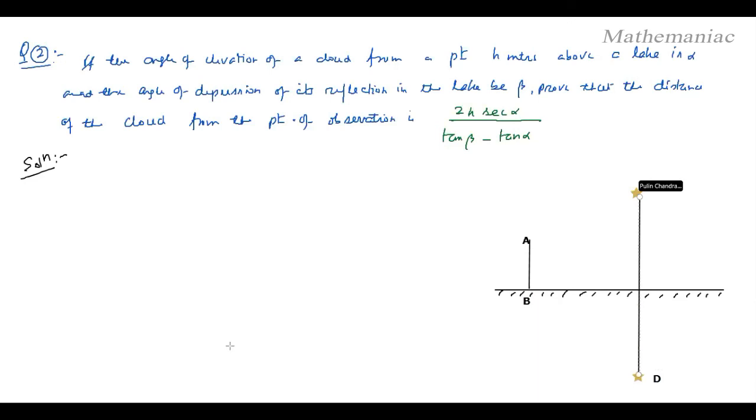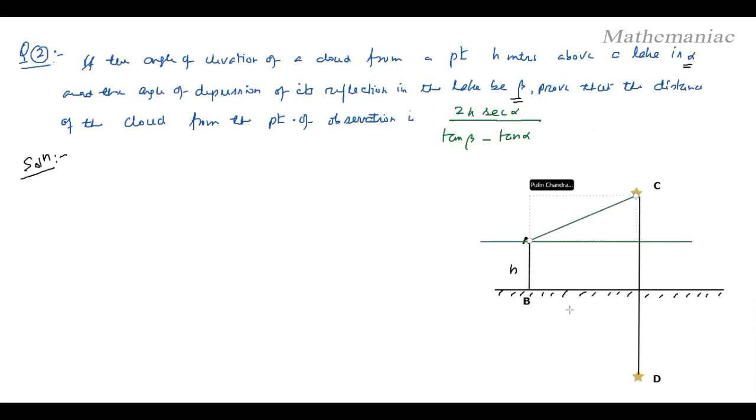Now what is given? Angle of elevation of the cloud as viewed from the point A is given as alpha. Where is the alpha? Above the line is alpha. And angle of depression is given as beta. And this height is given as h. So you have to find what is AC. So first you join these lines. First of all, do not forget you have to draw the horizontal line. Otherwise it will be wrong.